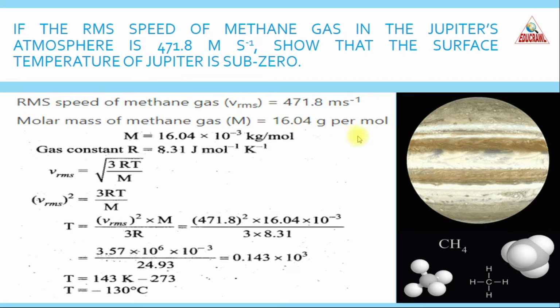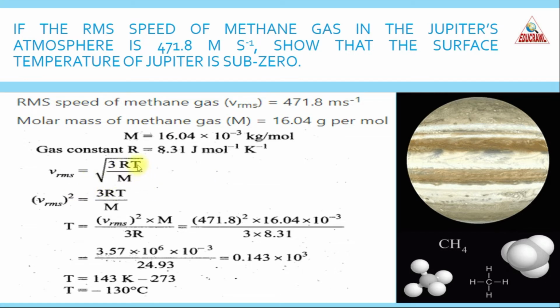This once again we have to convert into kilogram. So it will be 16.04 into 10 power minus 3 kilogram per mole. The gas constant R value we know is 8.31 joule per mole per Kelvin. So now we have to find the temperature. So we use the Vrms formula. Vrms is equal to square root of 3RT divided by M.